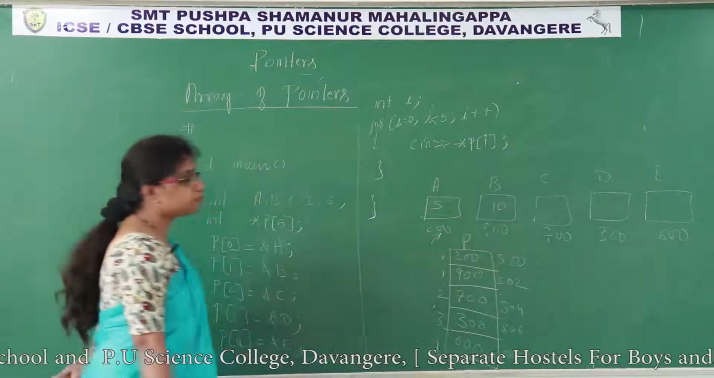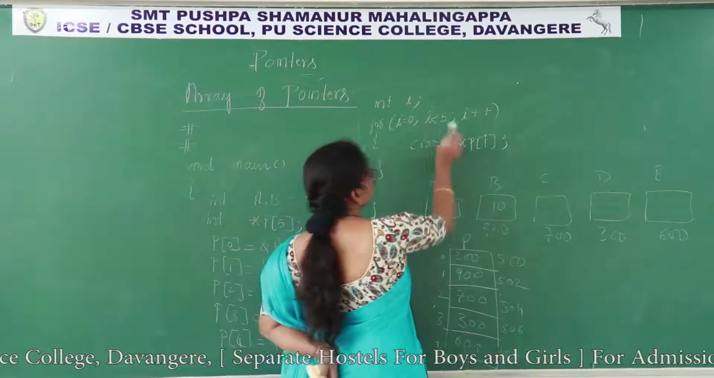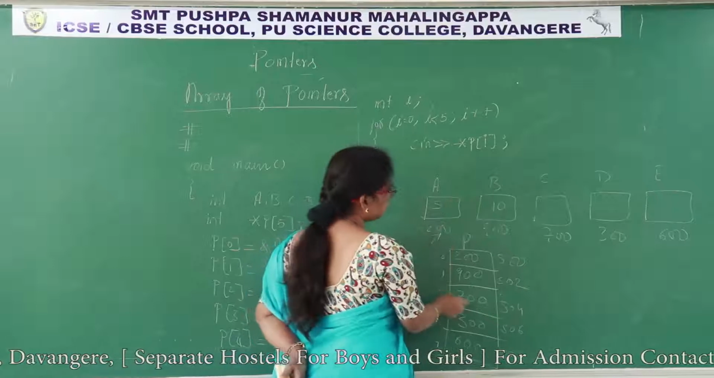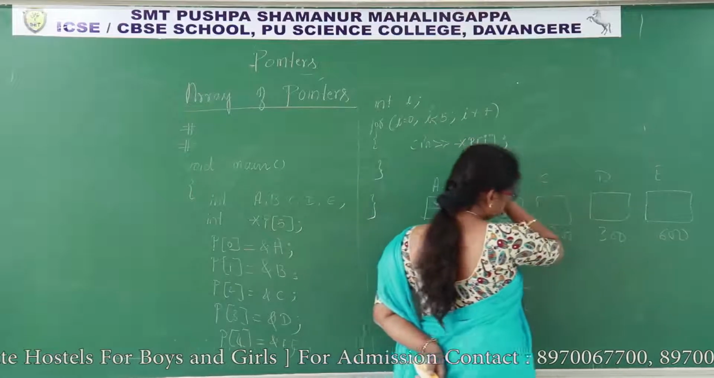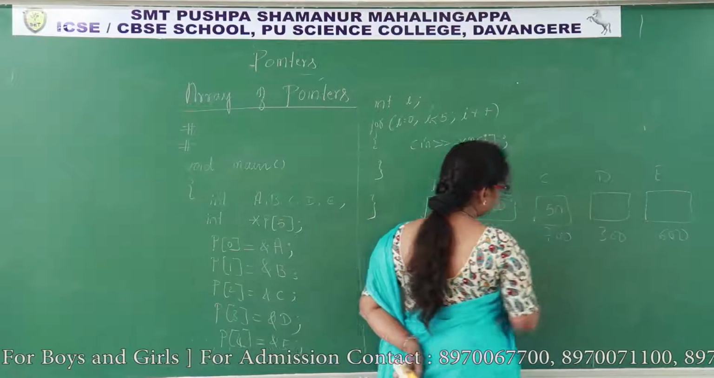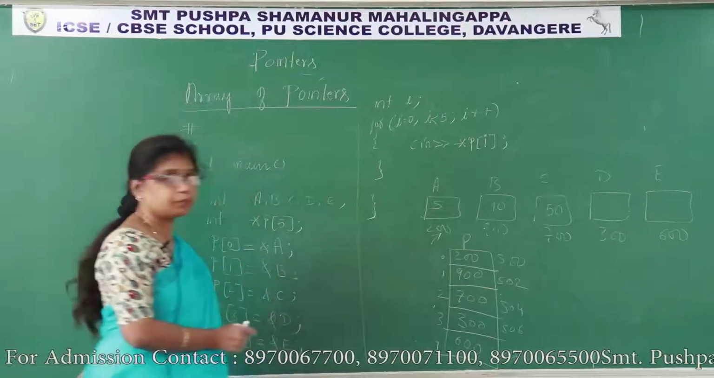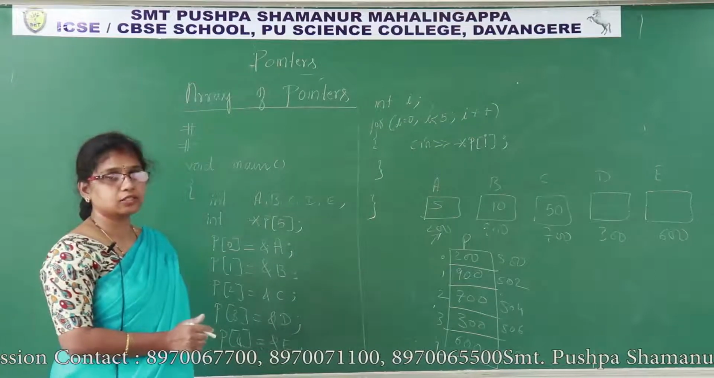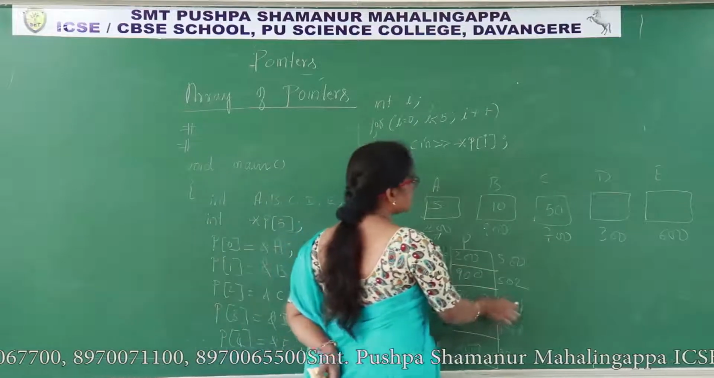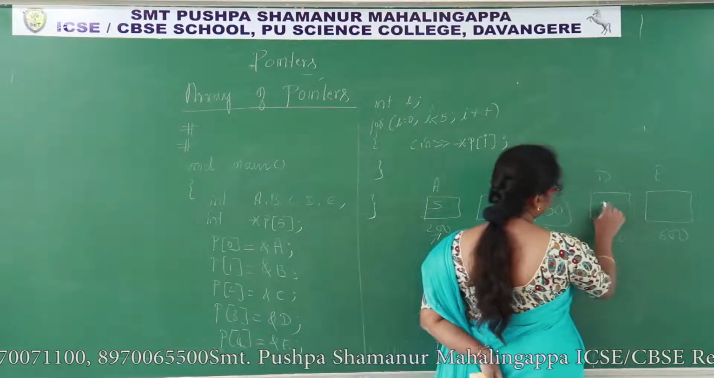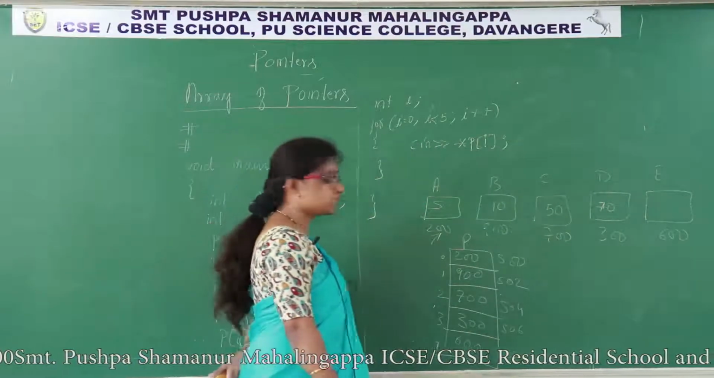Next I increments, I becomes 2, 2 less than 5, condition true. Then P of 2, 700, this memory 700 and the value will be stored here. 50 I will take. Next, 300, because I increments, I becomes 3, 3 less than 5, condition satisfied. P of 3 means 300, star 300 means the value here, I will take 70 here.